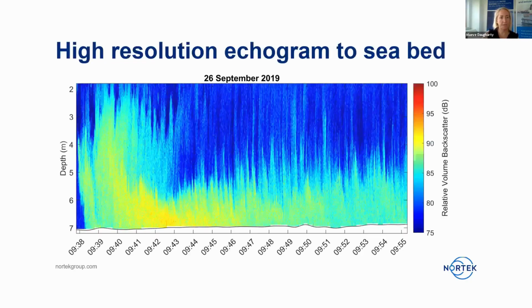So again, we've got depth versus time, and in the color bar, relative volume backscatter. And so you can see this really high resolution data right down to the bed. And you can also see that the high intensities are located in this band right above the bed, consistent with concentrations that we saw in the previous slide.